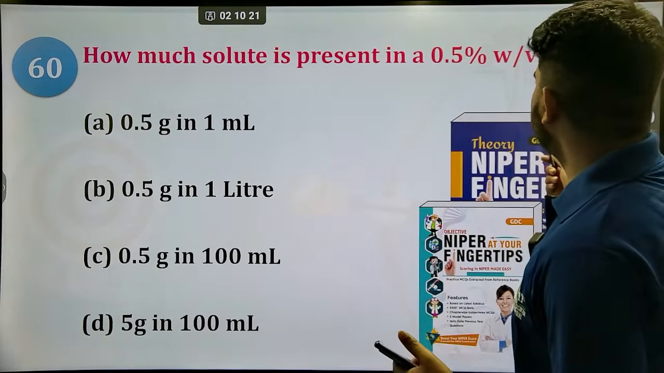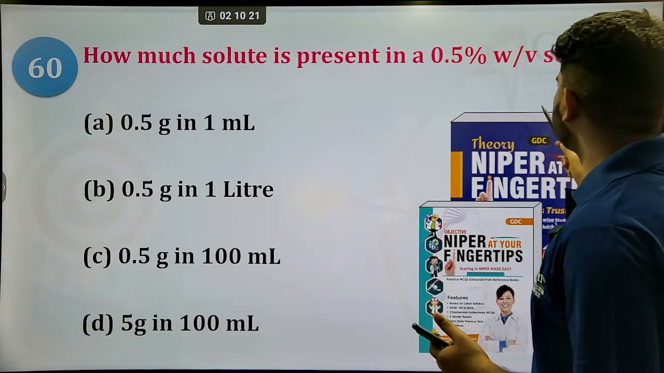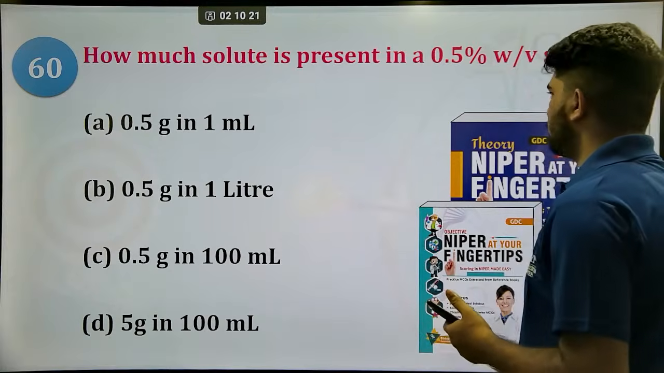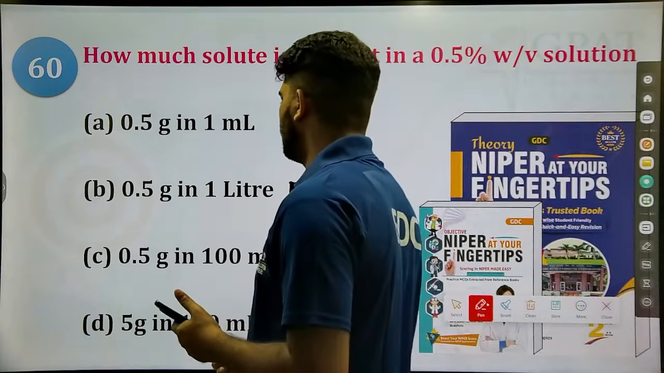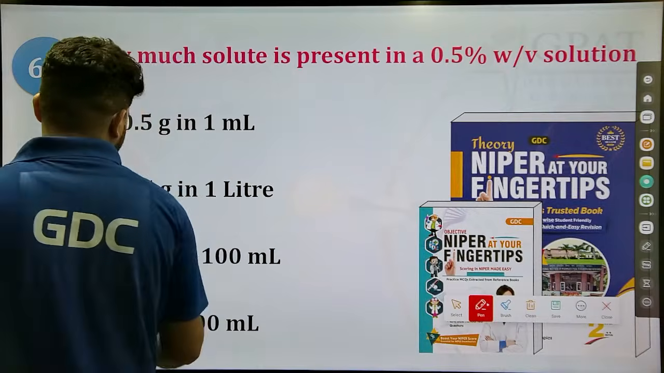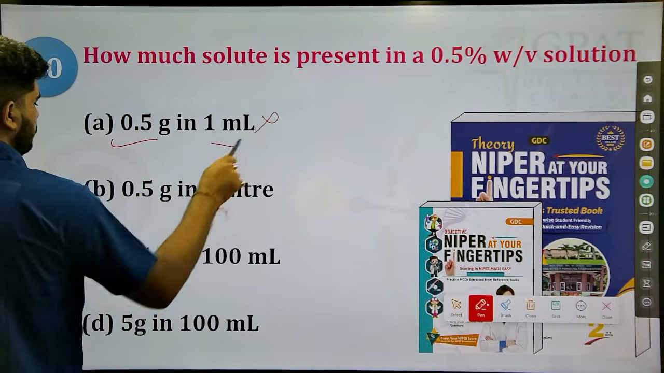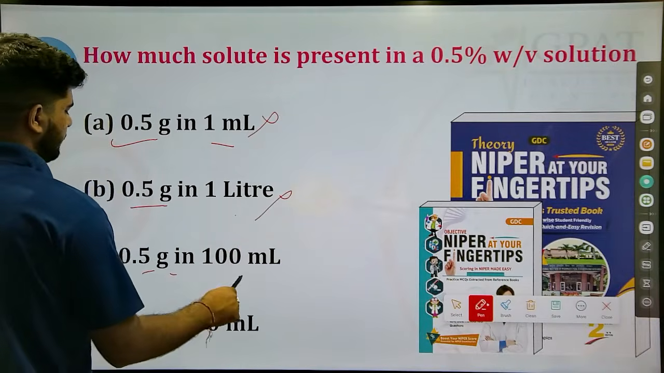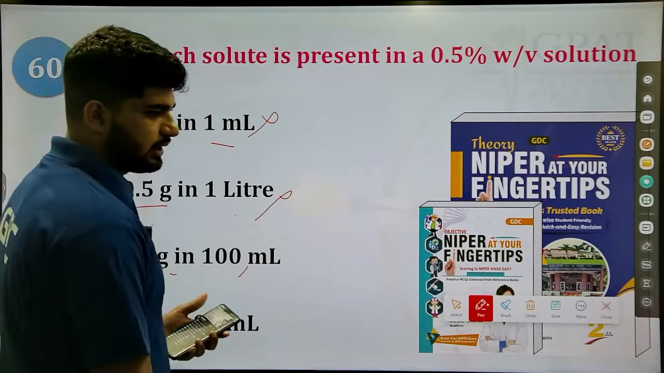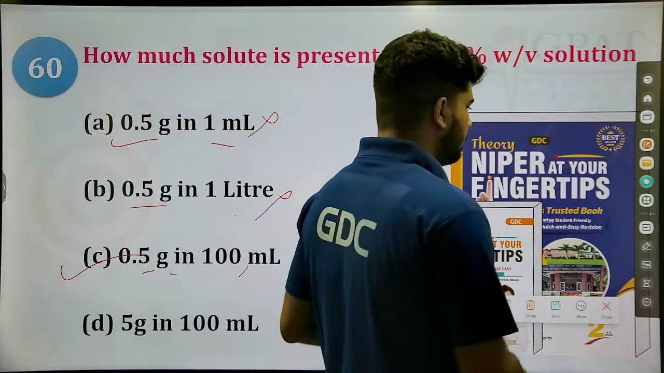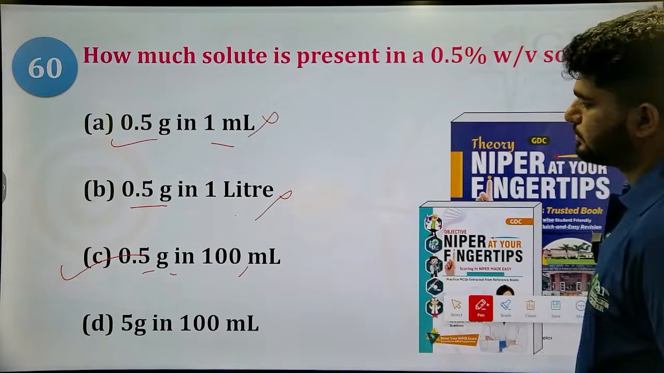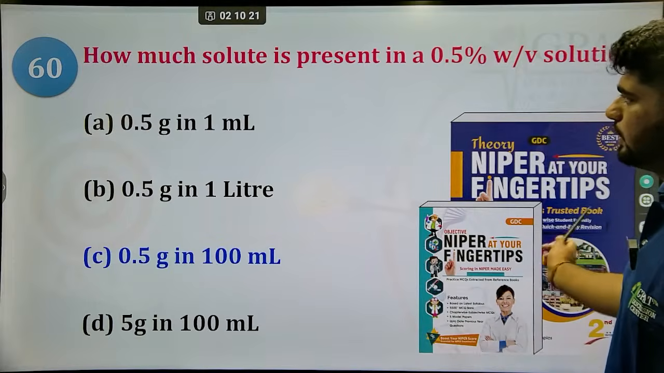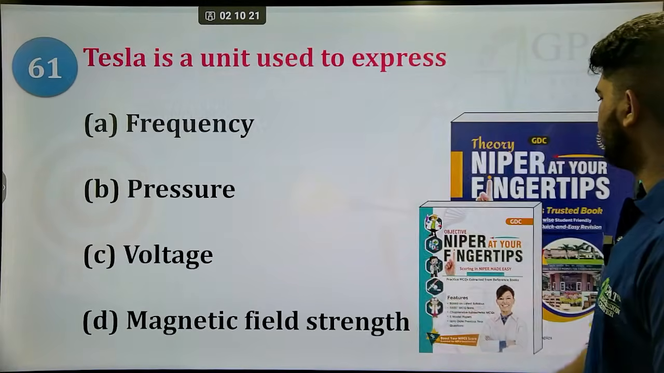Okay, how much solute is present in 0.5% weight by volume solution? If I talk about 0.5%, 0.5 gram in 1 ml, no. 0.5 gram in 1 liter, no. 0.5 gram in 100 ml, yes. C is going to be your correct answer, because percentage only takes through in your 100, no? So 100 would be your correct answer. C. Simple. Okay, pharmaceutical analysis, 25 MCQs over here.